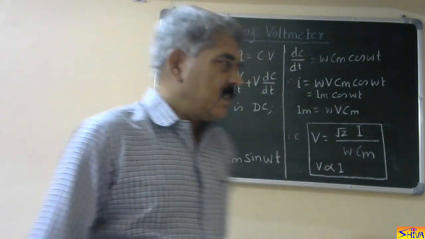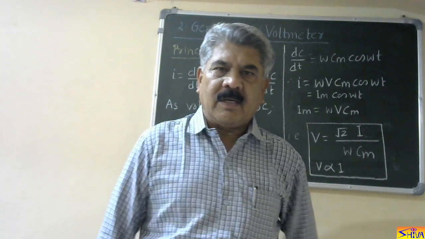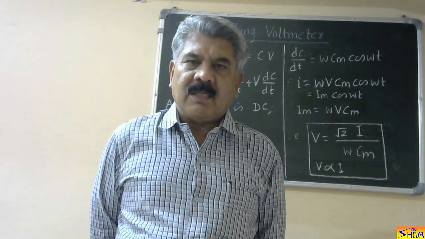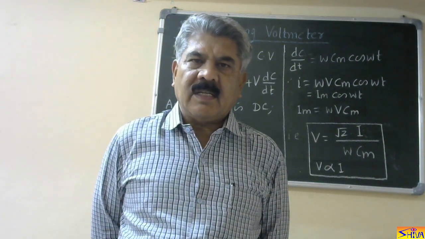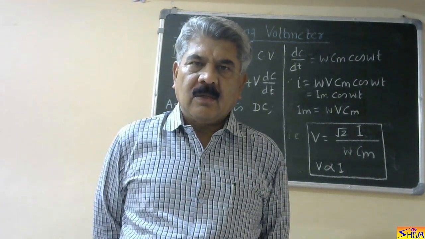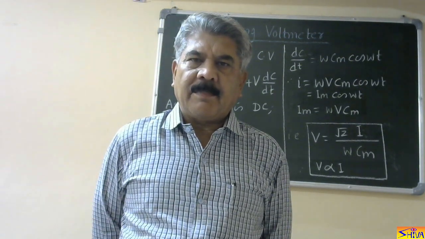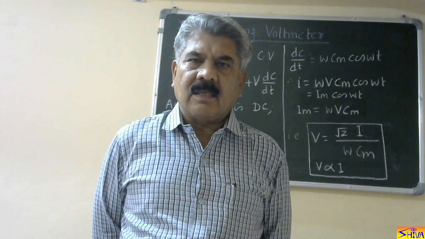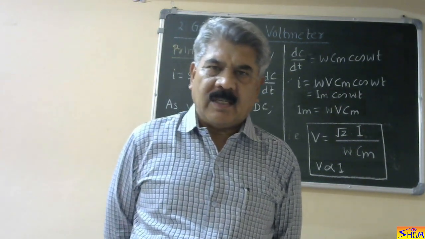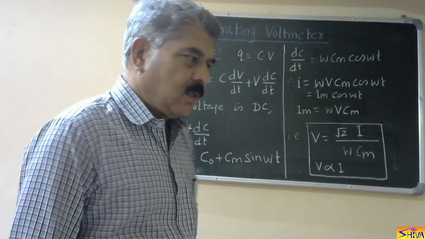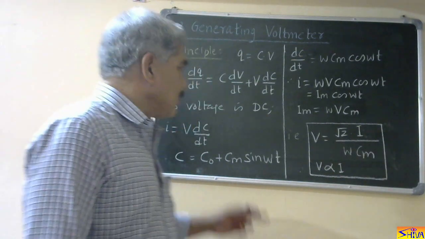Today I will discuss the high DC voltage measurement by generating voltmeter. In this I will explain principle, then construction, working, advantages and drawbacks. So let us see what this generating voltmeter is. It is a variable capacitance electrostatic generator which generates current which is proportional to the voltage. Now let us see what principle is used in this. Basically the principle used is variable capacitance.